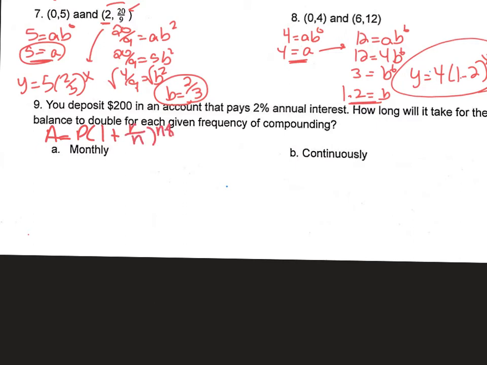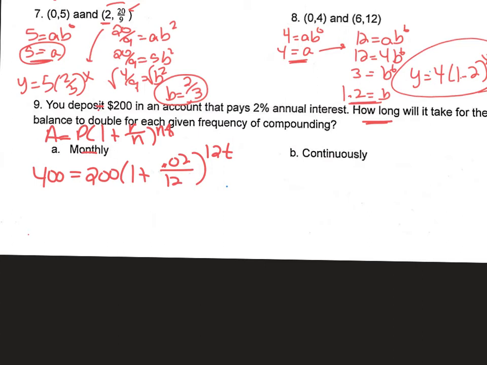Now, just start plugging stuff in. 200 is what you start with. You have 1 plus the rate, which is 0.02 over n. N is how many times a year. This time it's monthly, so I'm putting 12. Your exponent is n times t. N is 12. T we don't know. It's asking us how long. Don't know. So I'm putting 12t. This is for it to double. If 200 doubles, you end up with 400. So I'm putting the 400 over there for the final part.